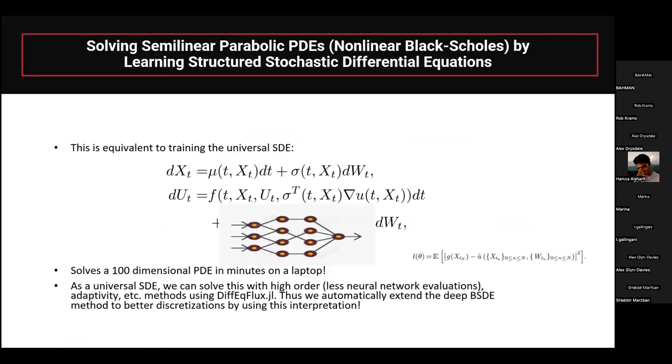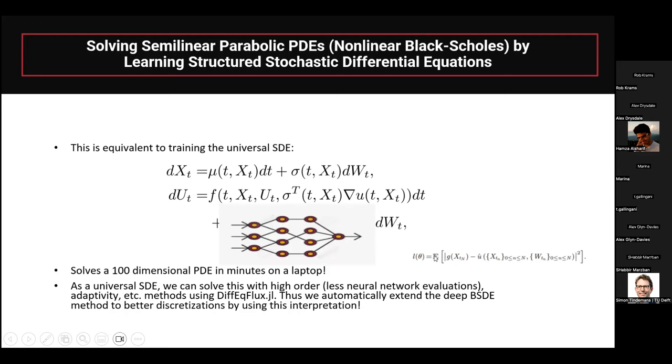If you think about it as a universal stochastic differential equation, you just say, okay, I have some process. So for example, nonlinear Black-Scholes, I have some process here. Then I have some U process. And what I require is that this value function at the end, minus some condition on the initial condition, has to be equal to zero.